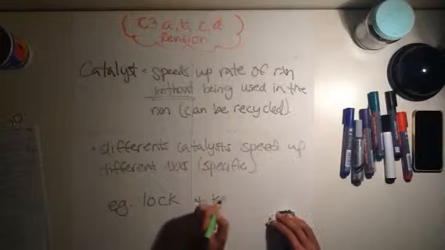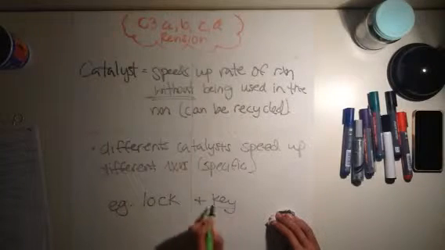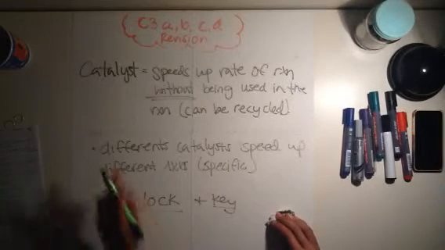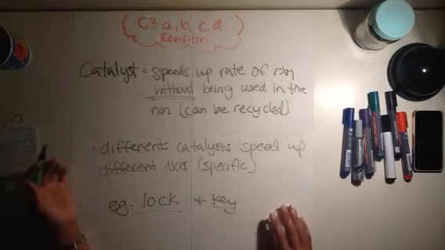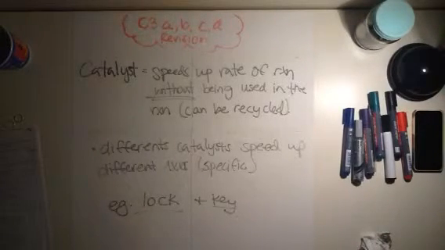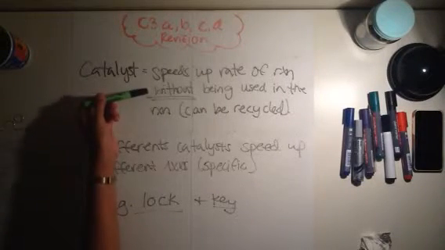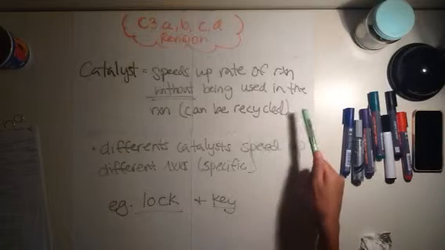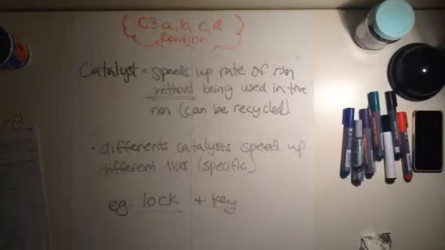So in most instances, one key will open up one lock. And that's the same thing with the catalyst in that they're being specific. So just because it speeds up one reaction doesn't necessarily mean it's going to speed up all the reactions. So key thing, it speeds up the rate of the reaction without being used. So it can be recycled, and they're specific. So different catalysts speed up different reactions. And that's it.